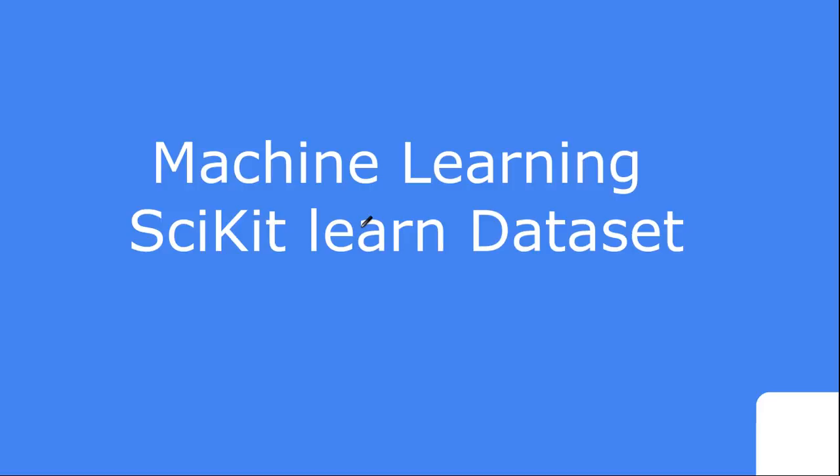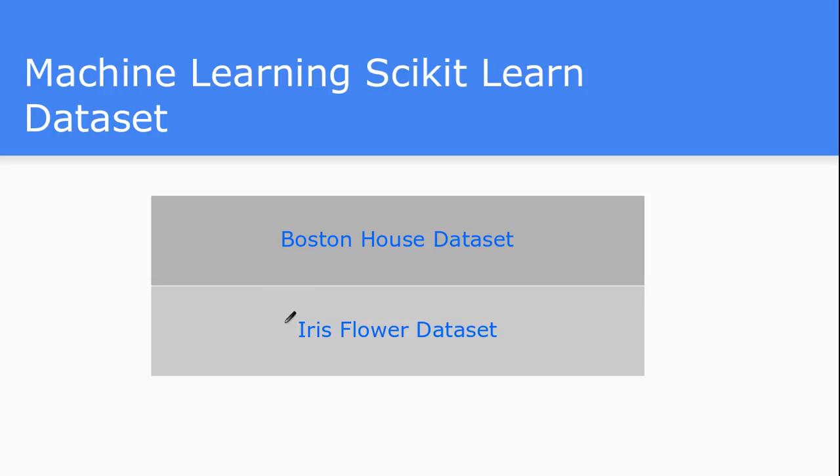In this tutorial we are going to see two datasets, the Boston house dataset and the Iris flower dataset. How that data has been organized, what features are associated with each dataset, what the output labels are, and what classes are associated with it. We'll import them with the help of the scikit-learn library. So let's begin.